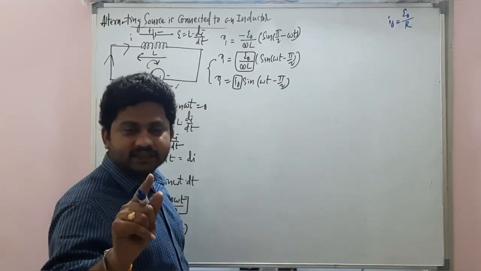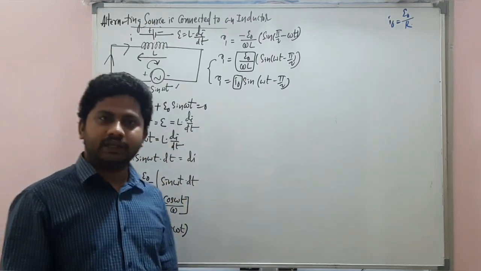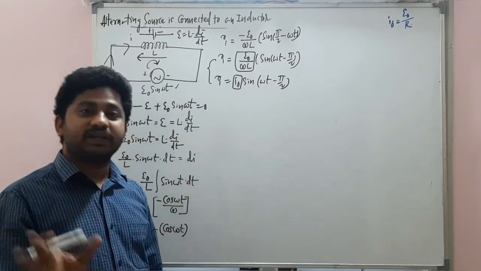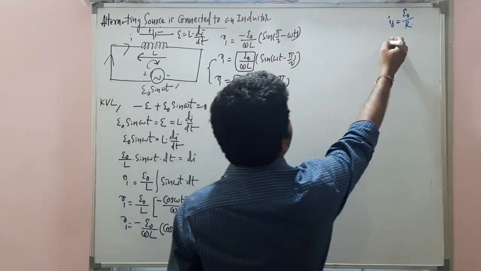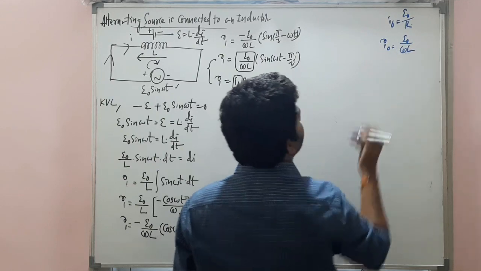When there is an inductor, there is a resistor, right? When there is a resistor only, there won't be any inductance. When there is an inductance, there must be a resistance. So that is what here also you can write. What is that? I naught is equal to E naught by omega L. Carefully see.